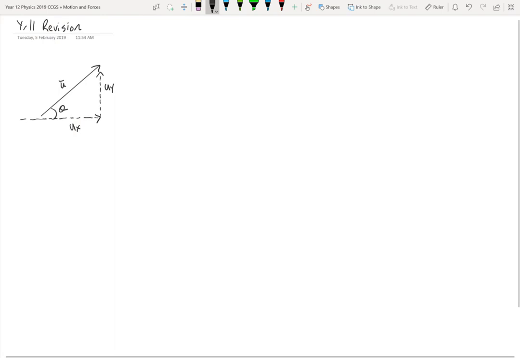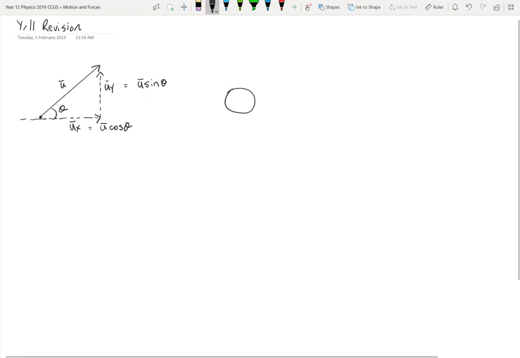We want to split our vector into horizontal and vertical components. And in this case, we would say that that is u sine theta, and ux would be u cos theta. Now, do not rote learn sine is vertical and cos is horizontal, because sometimes you might not be given that angle to the horizontal. You might be given the angle to the vertical. So you've just got to use some quick SOHCAHTOA, because a question may give you the other angle. All right, so you don't want to have it the wrong way around.